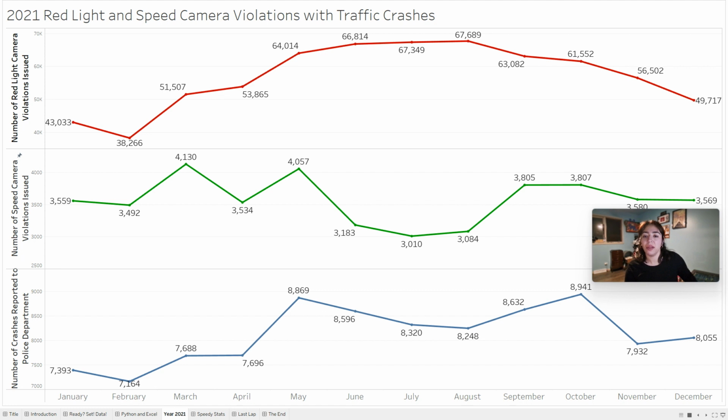Using Tableau, I plotted the 2021 red light and speed camera violations with the traffic crashes. As you can see, the number of speed camera violations compared to the traffic crashes reported in the area were trending almost the same, while at the same time, the number of red light violations were trending completely opposite.